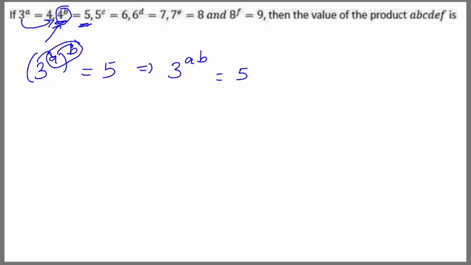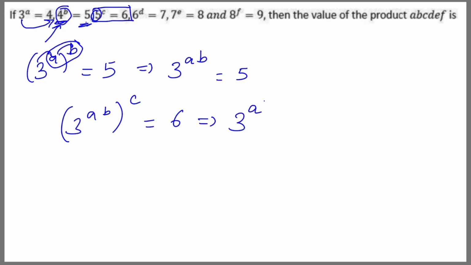Now this value of 5 we substitute in the third equation. 5 raised to C is 6. So 3 raised to AB the whole raised to C is equal to 6. In the place of 5 I have put 3 raised to AB. Once again, using the laws of indices, this part would become 3 raised to AB into C, or 3 raised to ABC is equal to 6.